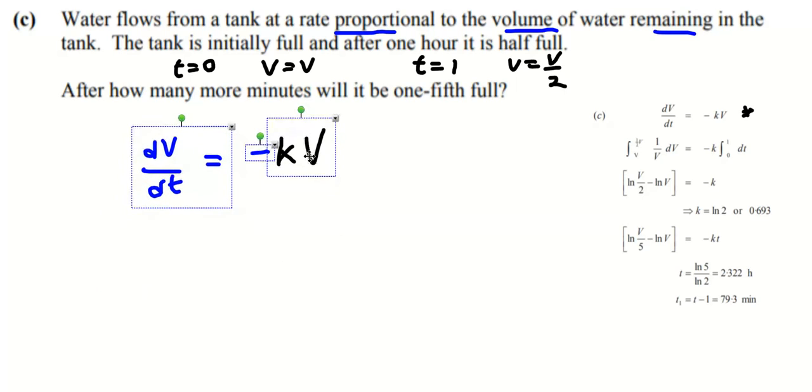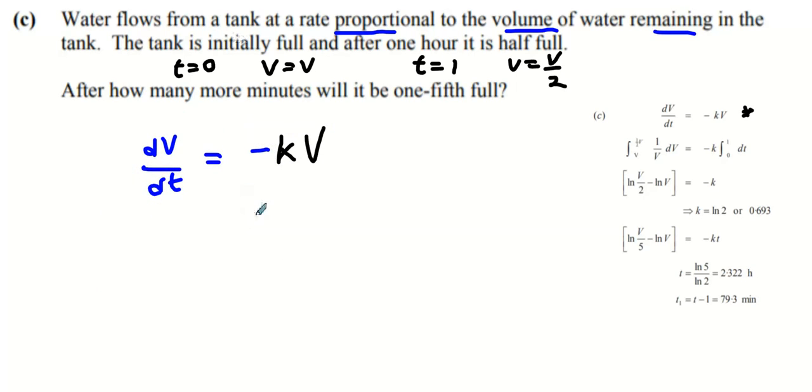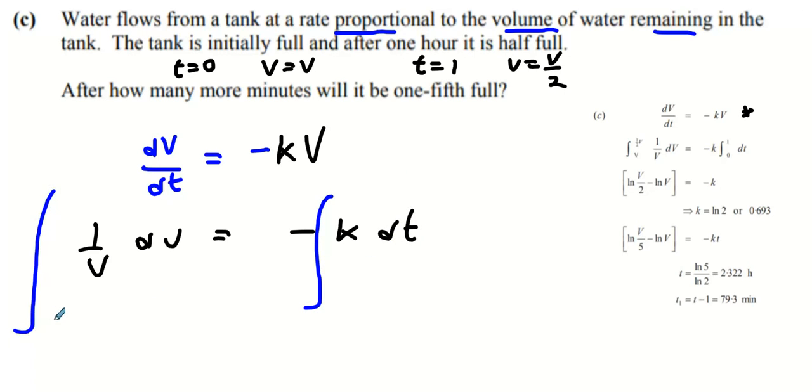What we're going to do is rearrange this full system. So it's going to be 1 over V dV, and it equals minus k dt. Then we can set up our limits like so. Remember, when t is 0, your volume is V. When t is 1, your volume is V over 2. Now please remember the integral of 1 over V is ln V.